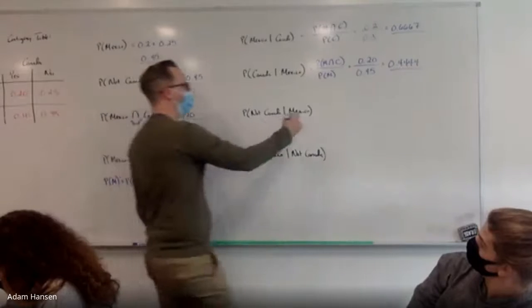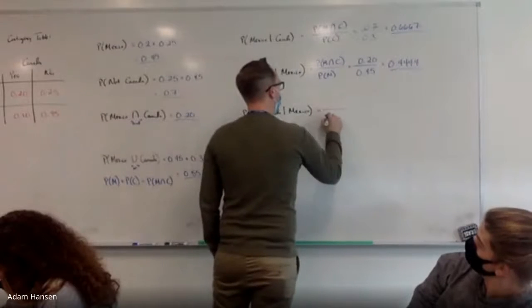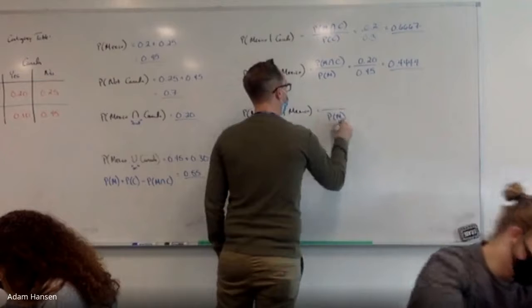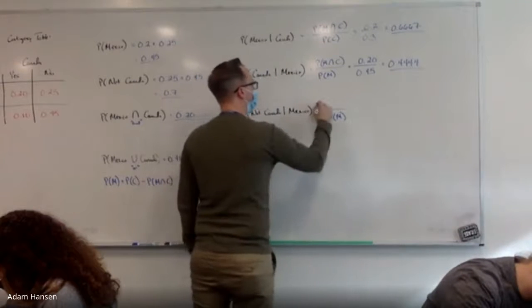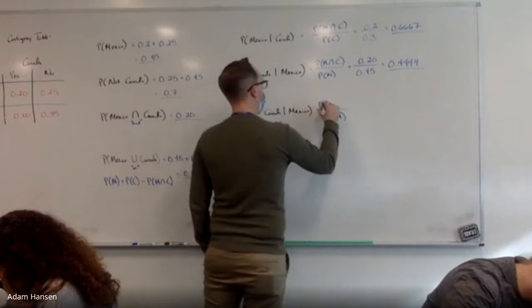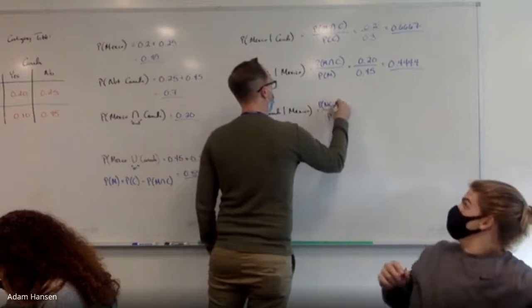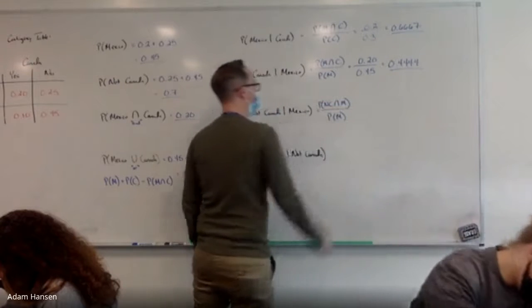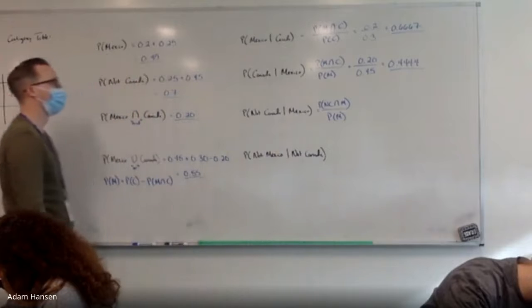Okay, so using conditional notation, out of all the proportion of students that have been to Mexico, what's the proportion that have not been to Canada? So not Canada, and Mexico.